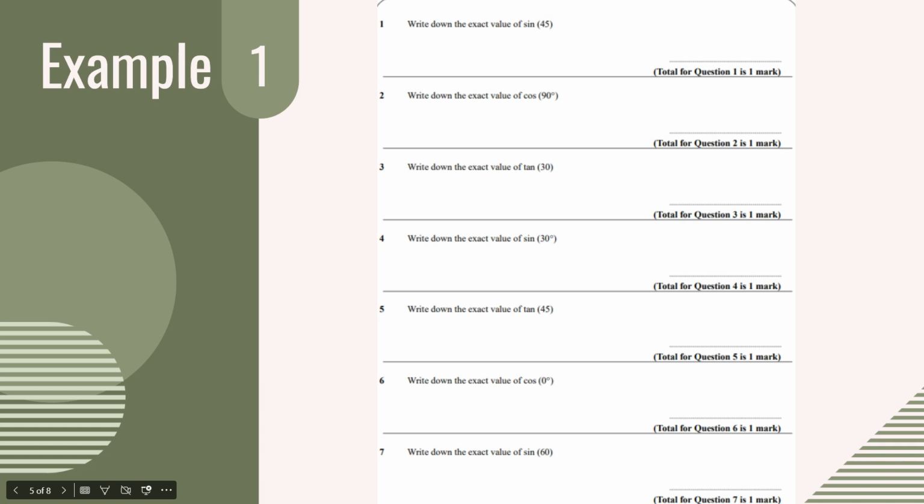So, the exact value of sin 45 is root 2 over 2. The exact value for cos 90 is 0. The exact value for tan 30 is root 3 over 3. The exact value for sin 30 is a half. The exact value for tan 45 is 1. The exact value for cos 0 is also 1. And the exact value for sin 60 is root 3 over 2.